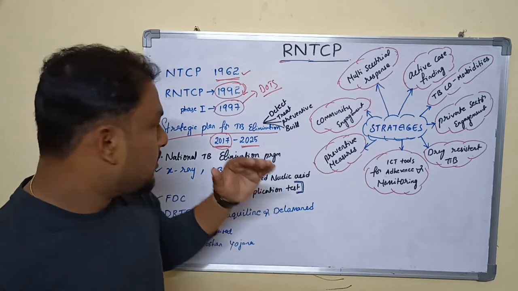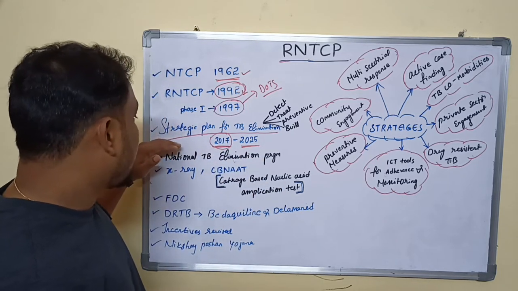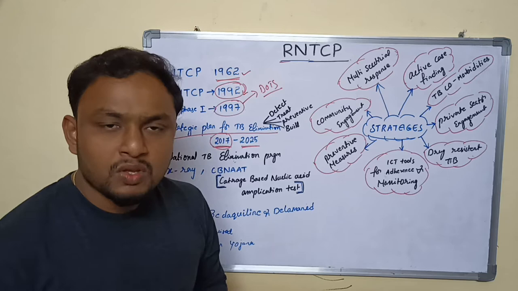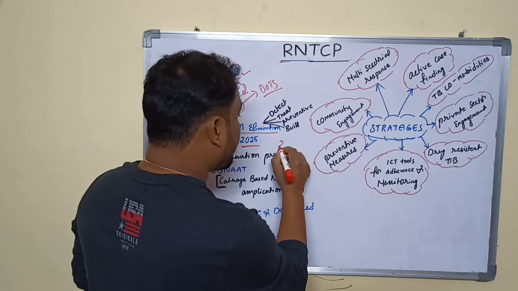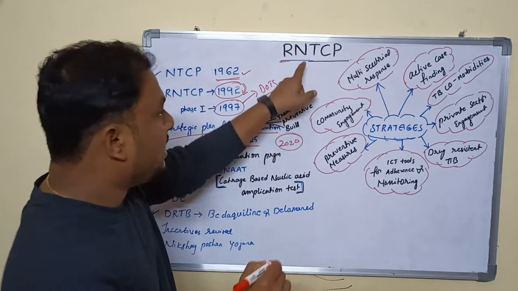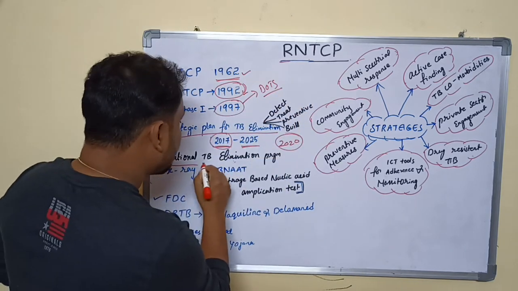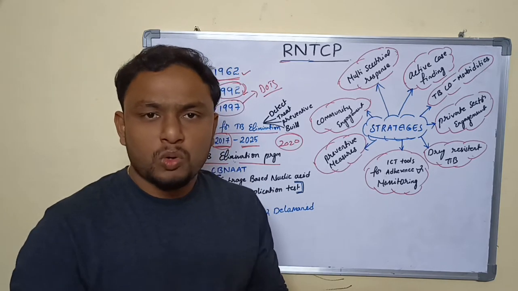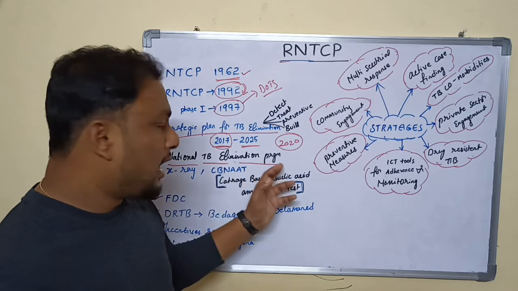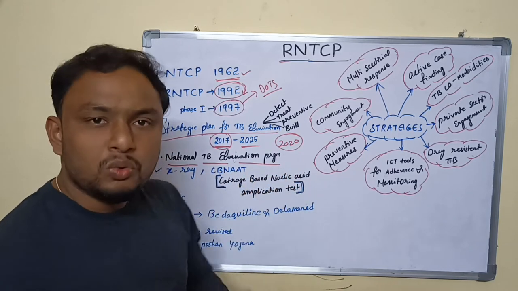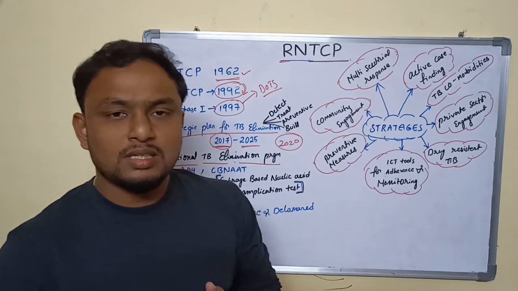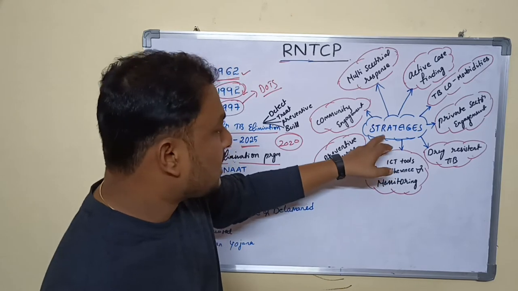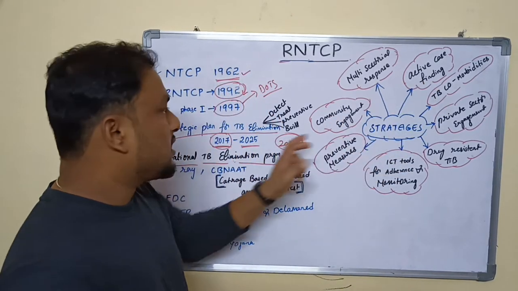For that, the Indian government has started one program called the Strategic Plan for TB Elimination. For that, officially in the year 2020, they renamed RNTCP to National TB Elimination Program. So, what are the new initiatives in this program? What are the new things and what are the strategies? We'll see some of the strategies for this National TB Elimination Program.